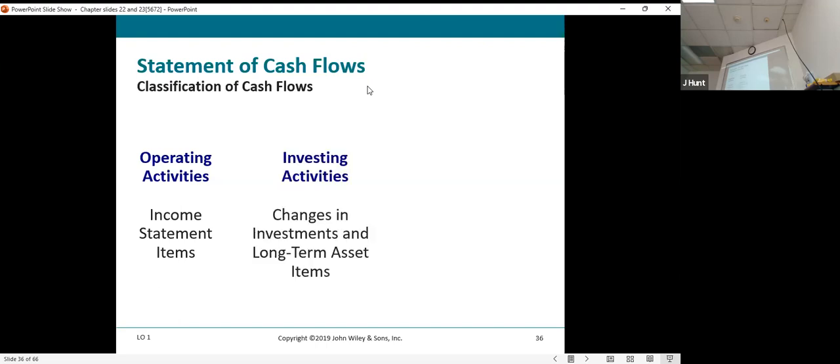The second area of the cash flow statement is the investing section. Investing is any changes in investments, which are the asset accounts, our long-term asset items. So that's changes in fixed assets, intangibles, and any other long-term asset. They go in investing activities, because this is how you're using your cash to invest in more equipment, in land, or in investments. Some companies will buy land.